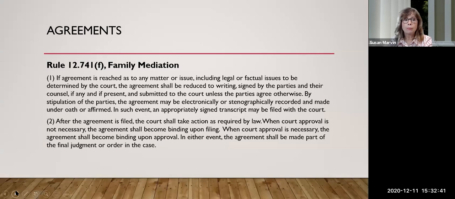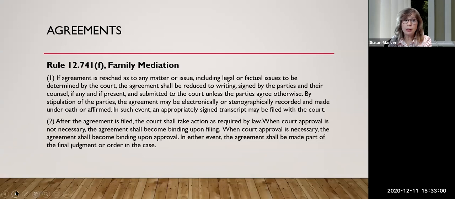So the reports and agreements: reports, you're always going to file. Agreements you would file with the court unless the parties agree to something else.